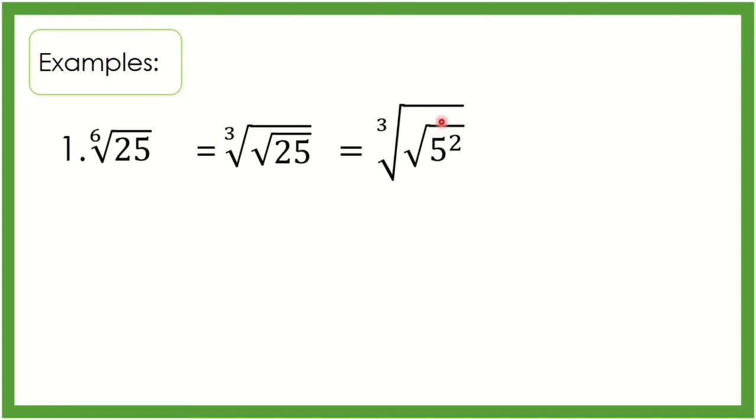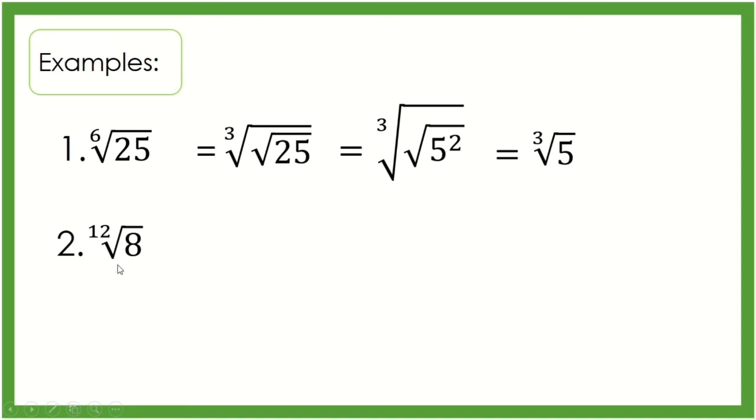And then, apply natin yung first law. Parehas yung index at saka yung exponent. So, mag-i-equal siya doon sa ating base na 5. So, our answer is the cube root of 5.